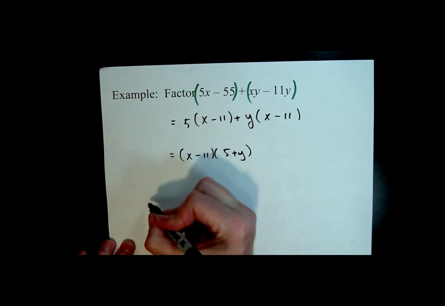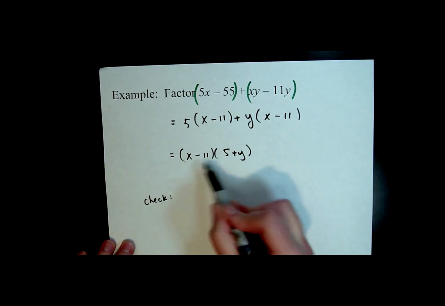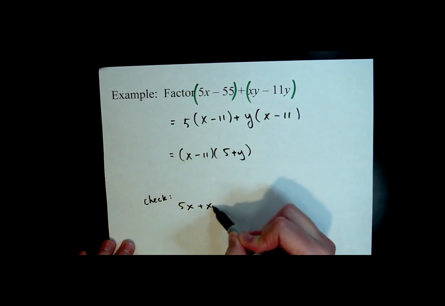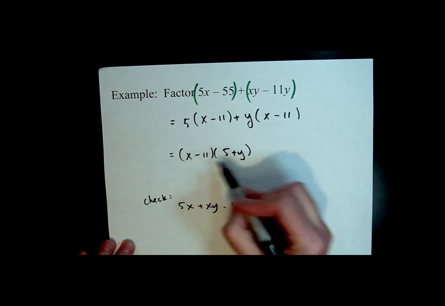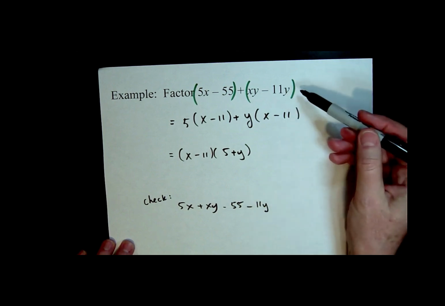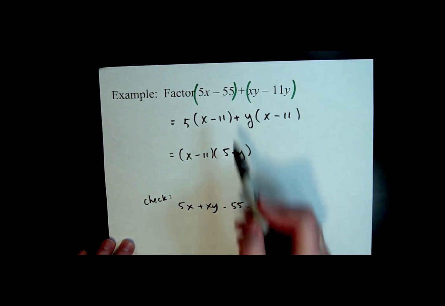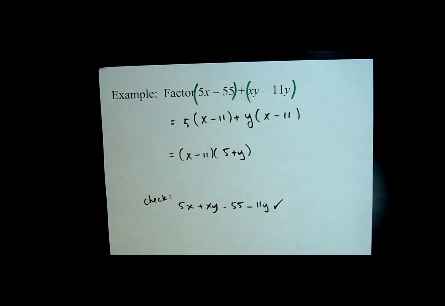And remember, you can always check your factorizations. So if I check, x times 5 is 5x, x times y is xy, minus 11 times 5 is minus 55, minus 11 times y is minus 11y. And that's the same thing I had up here. Yes, these 2 terms are written in a different order than they were up here, but it's the same polynomial. Okay, so that checks out, and we're good to go. Good to be done.